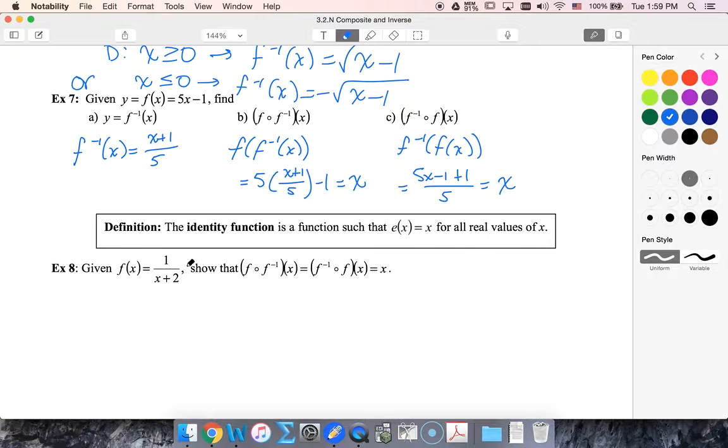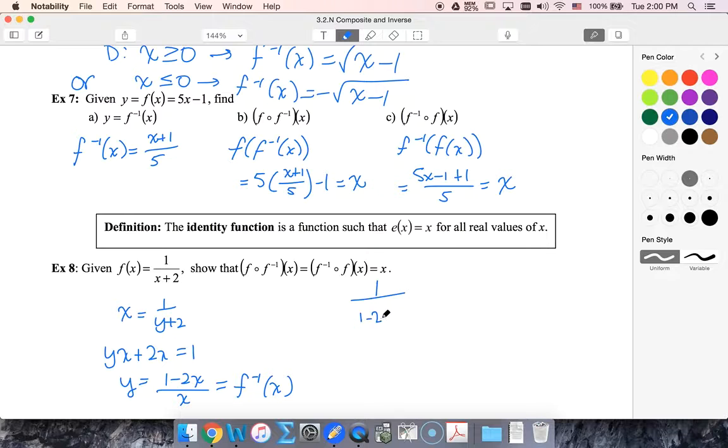So let's show that f of f inverse is true for this rational function. So I'm going to start by solving for the inverse. So I'm going to get yx plus 2x equals 1. So then y is going to be 1 minus 2x, divide by x. And that is a function, so I can call it f inverse of x. So now f of f inverse, 1 over 1 minus 2x over x plus 2. Let's simplify that. So this is my f of f inverse.